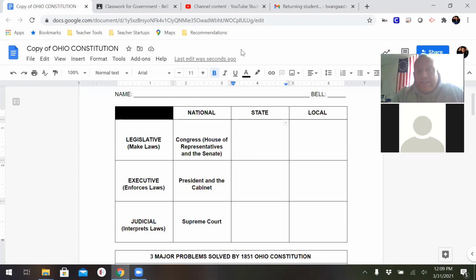All right, so the state level, and again, it is not called Congress. It is called the Ohio General Assembly. And again, they have a House and Senate, just like the national government, but they are called collectively the General Assembly. And they are the ones that determine Ohio's state laws, okay? The executive for the state is Mike DeWine, who serves as governor, okay?